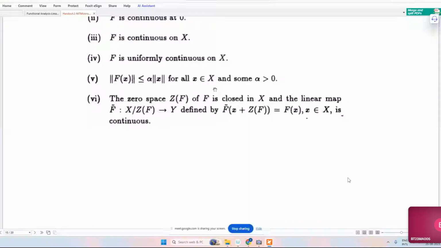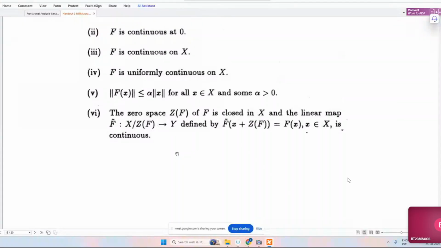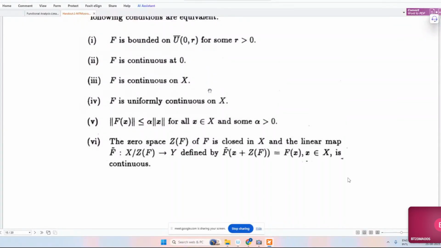What is the equivalent statement of that? The null space of F is closed and the linear map F tilde from the quotient space to Y is defined and it is continuous. Anyway, null space is closed is essential. That's what you are going to use. These 6 statements are equivalent.